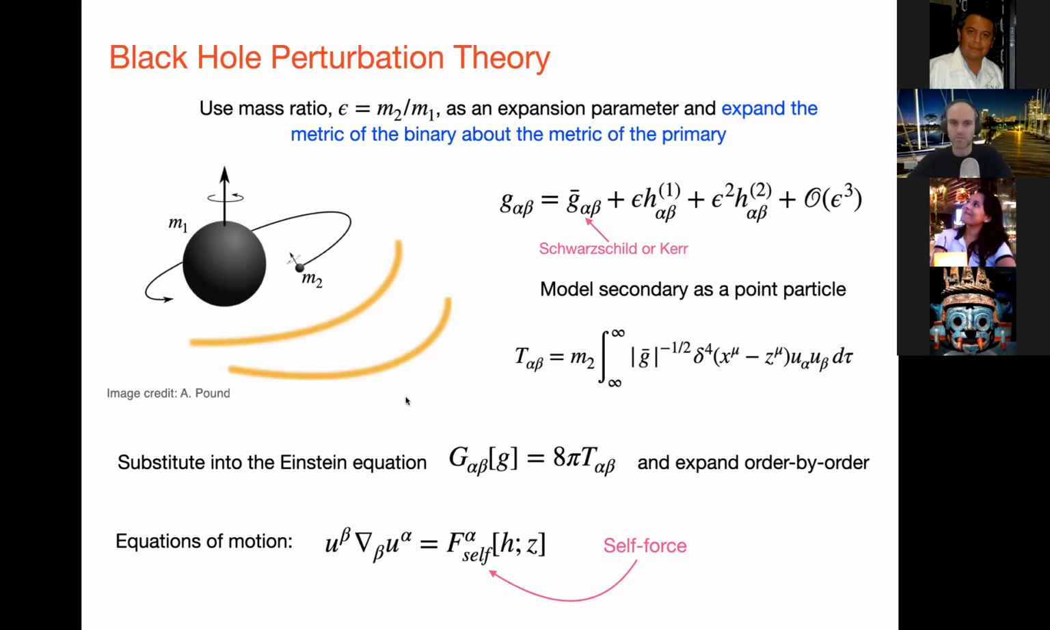We want to compute the gravitational radiation coming off. And we will do this by expanding the metric of the binary G around some background metric, which will be G bar, which will generally be the Schwarzschild or Kerr metric, plus some first order correction, a second order correction, and potentially higher order corrections, as long as you have the strength to continue the calculation, or perhaps more importantly, grant money and PhDs and postdocs to help you.